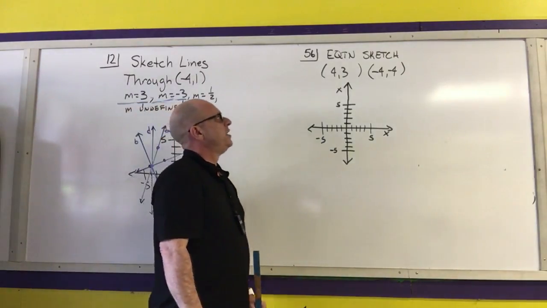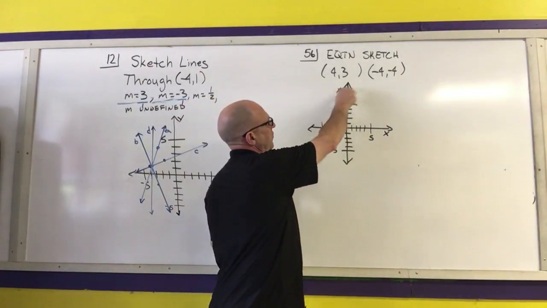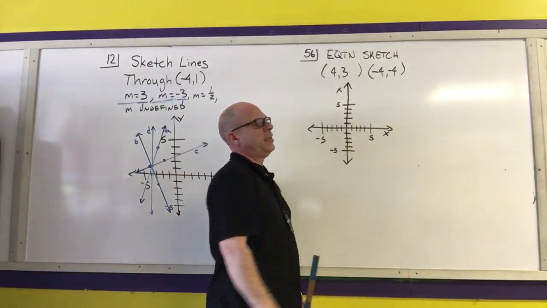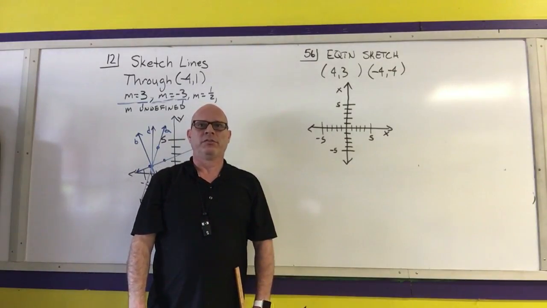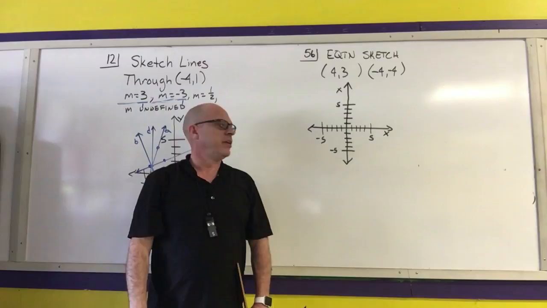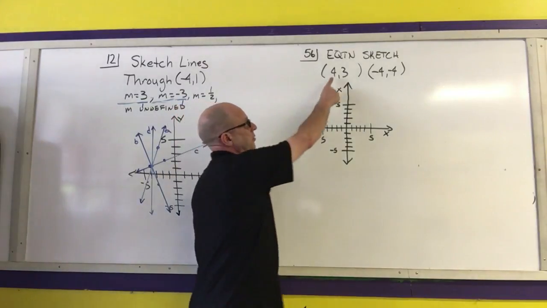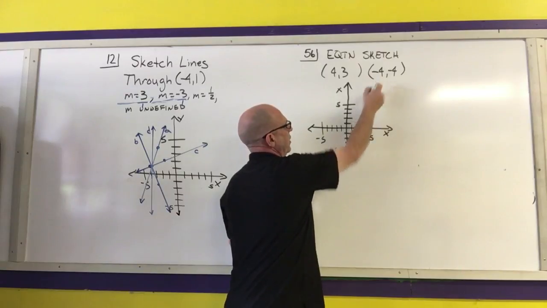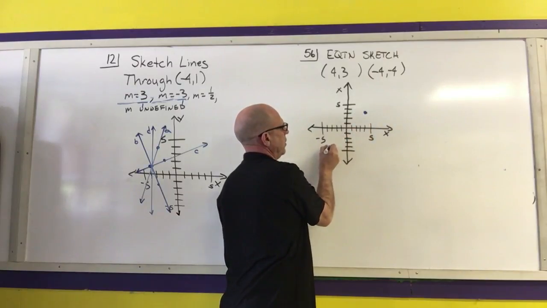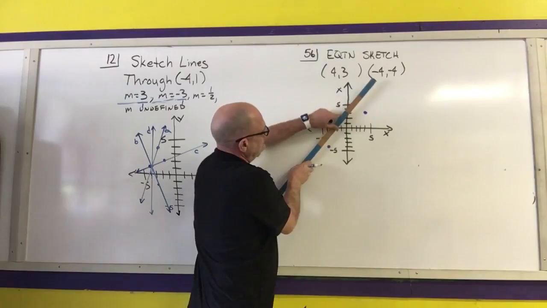For question number 56, they want the equation of a line that goes through 2 points, and they want a sketch of the line. The sketch of the line is the easiest part, so I will do it first. You plot the 2 points, and then you connect them with a straight edge and put your arrowheads. So I'm going to plot the point 4, 3. I'm going to plot the point -4, -4. Get my straight edge and draw the line.